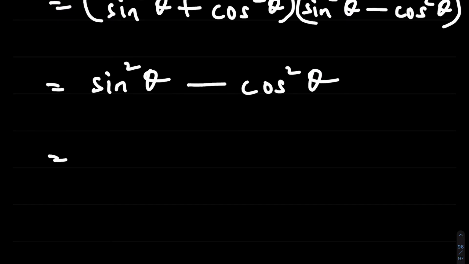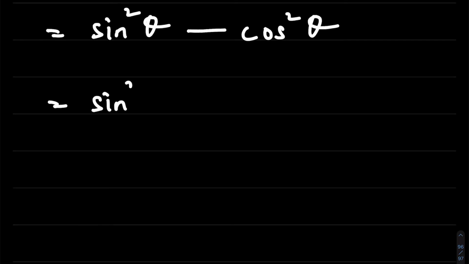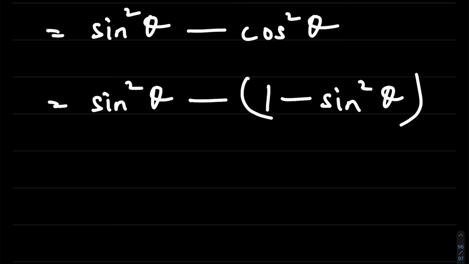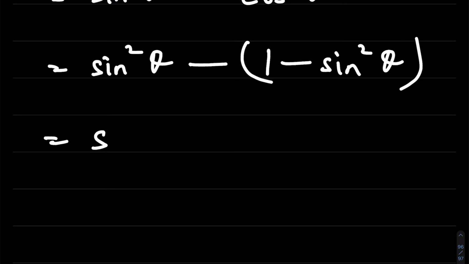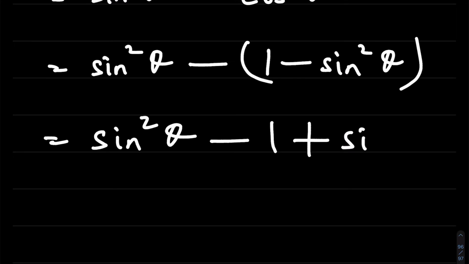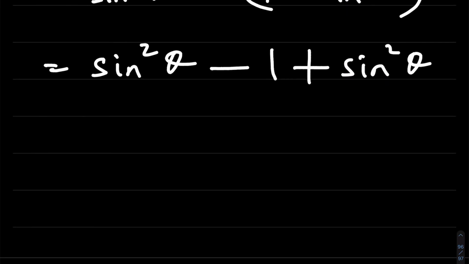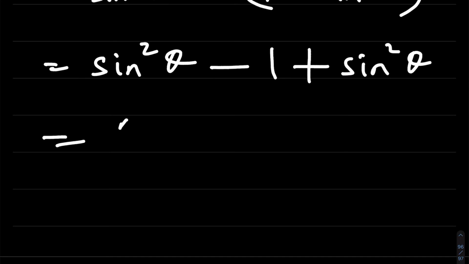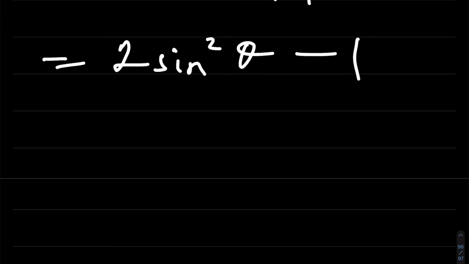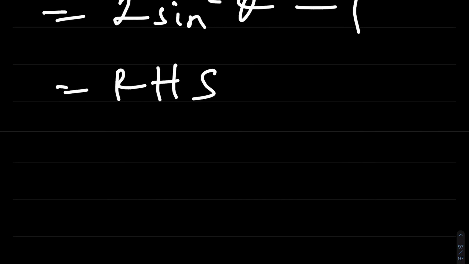And that simply means sine squared theta minus, open bracket, 1 minus sine squared theta. Cos squared theta is the same as 1 minus sine squared theta. And that simply means sine squared theta minus 1 plus sine squared theta, which is equal to sine squared theta plus sine squared theta is 2 sine squared theta minus 1. And that's the right hand side, which is a proof very, very simply. We go straight to the next one.